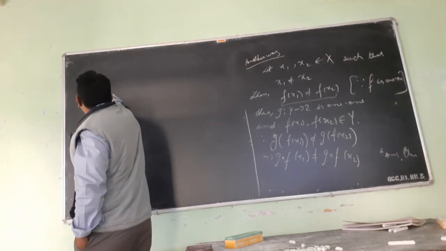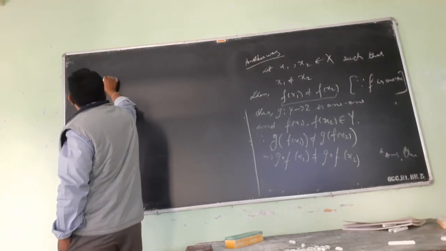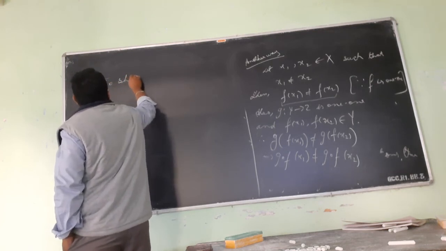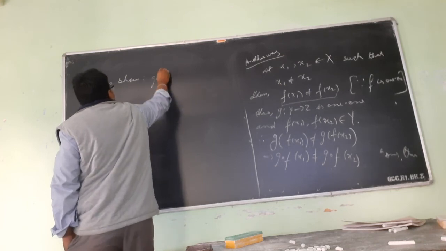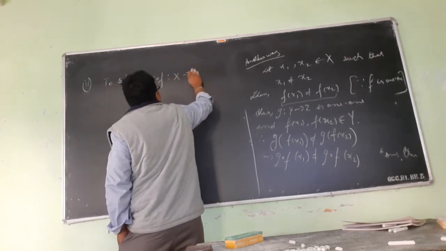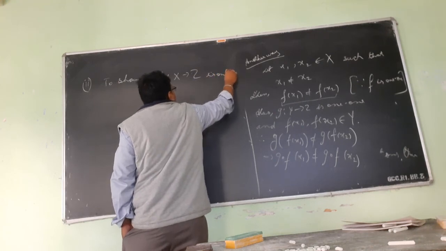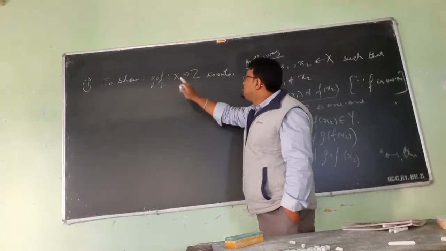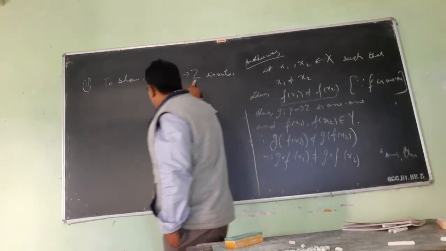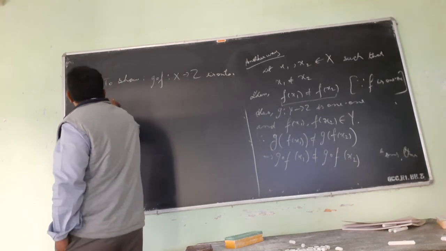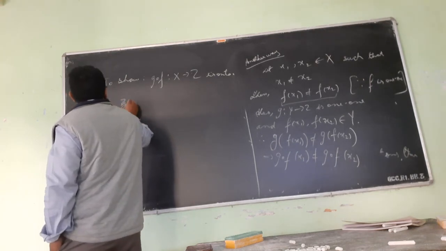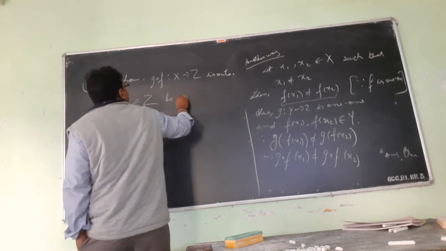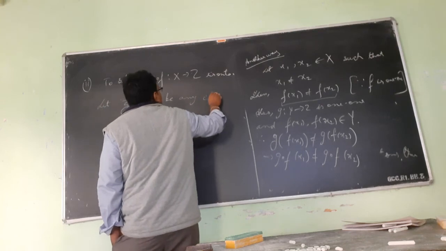Okay, let us try number 2. I have to show that GOF from X to Z is onto. That means every element in the codomain has a pre-image. So I'll take an element here in the codomain Z. Let small z belonging to capital Z be any element.